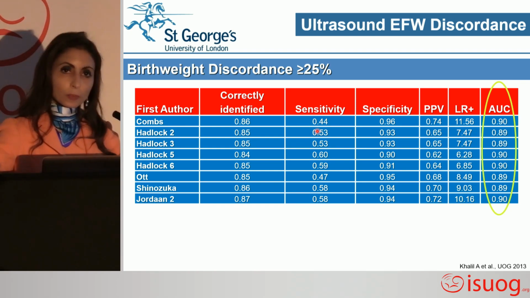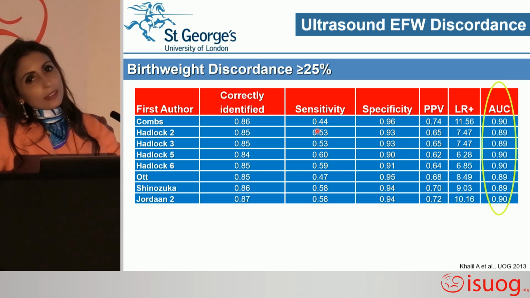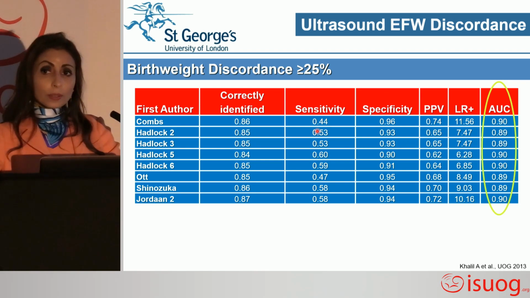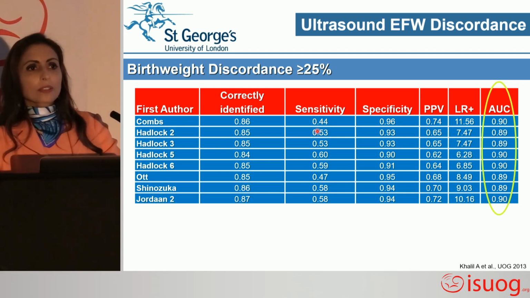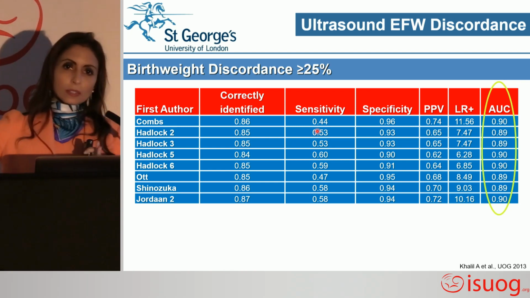Okay, well, since then, there has been a systematic review or meta-analysis published to say that ultrasound scan estimation of the discordance is not necessarily very accurate. But you have to be careful when you read systematic reviews and meta-analyses, because they include so many studies.